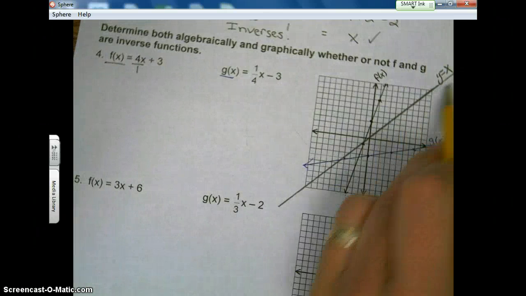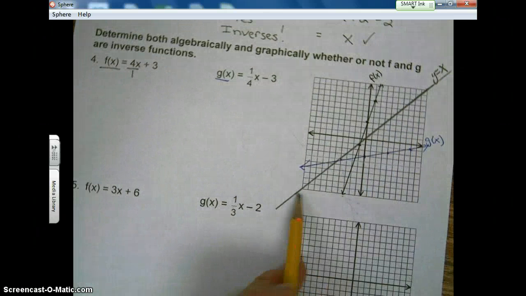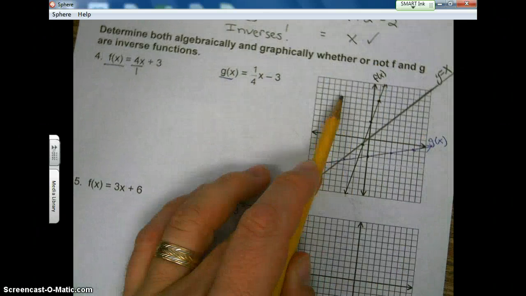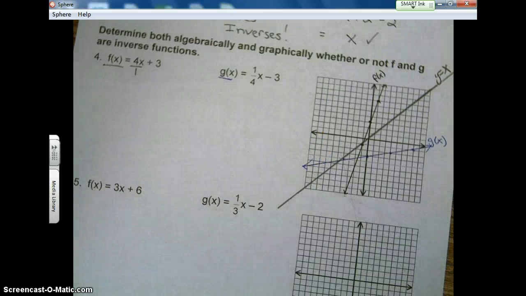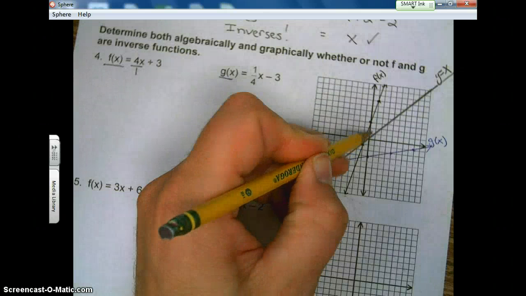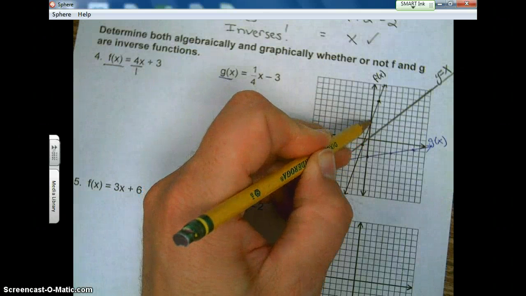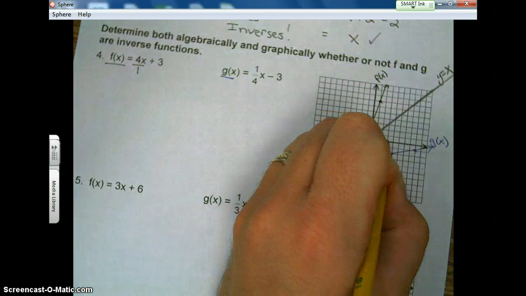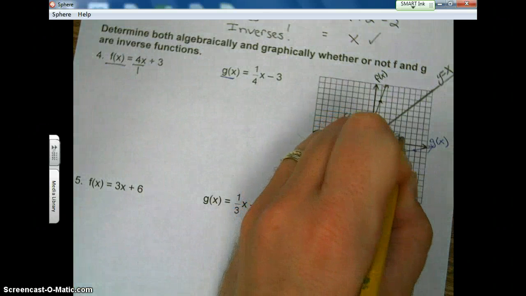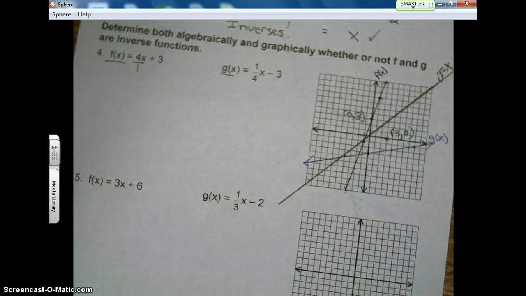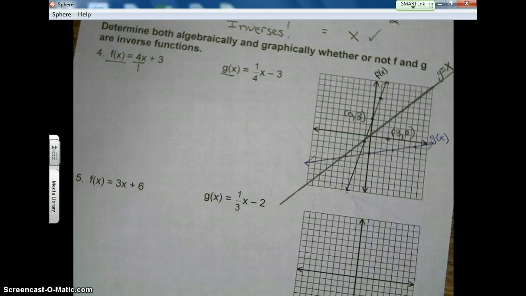And then I did the line of symmetry. Okay, so if I fold this over the line of symmetry, will it land on itself? No. And we can also check the points as well. This point here is 0, 1, 2, 3, 0, 3. So the inverse should land on 3, 0. 1, 2, 3. And it doesn't. So they are not inverses of each other.